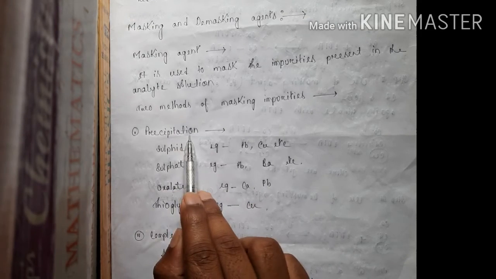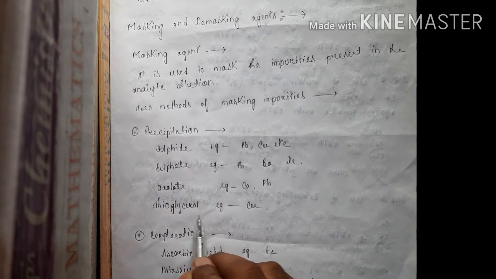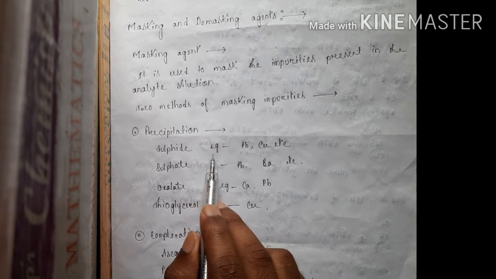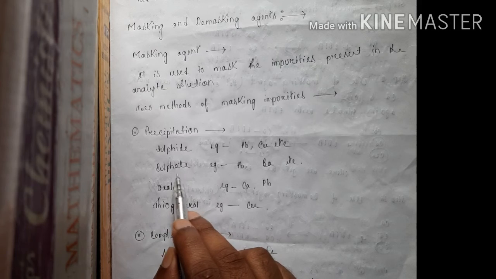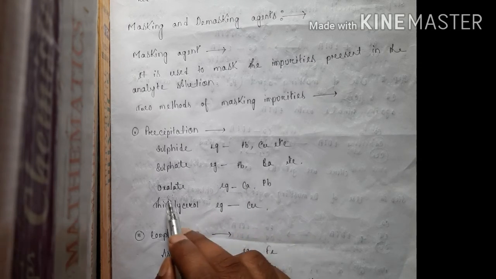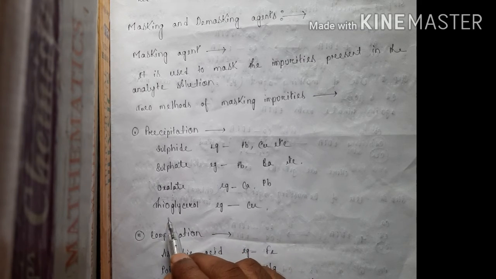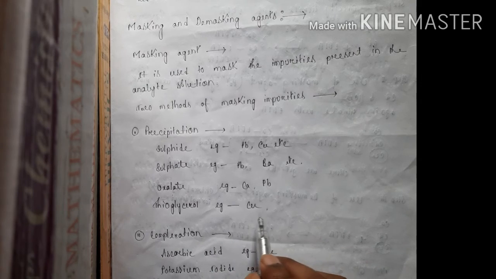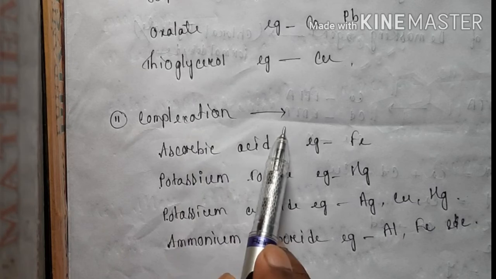There are two methods of masking impurities: precipitation and complexation. In the precipitation, we use sulfide, sulfate, oxalate, and thioglycerol. Sulfide is used to precipitate lead and copper. Sulfate is used to precipitate lead and barium, and oxalate is used to precipitate calcium and lead, and then thioglycerol is used to precipitate copper ion. And the second method is the complexation method.